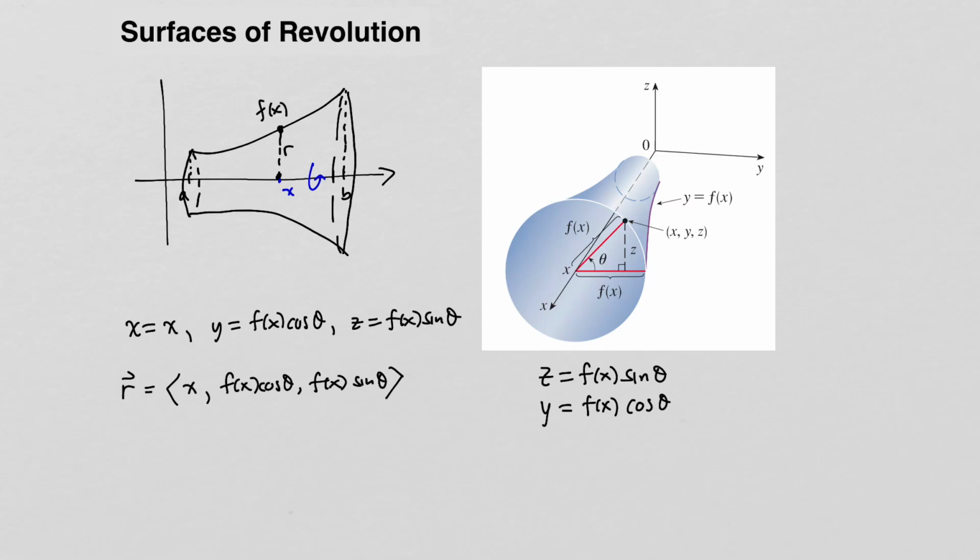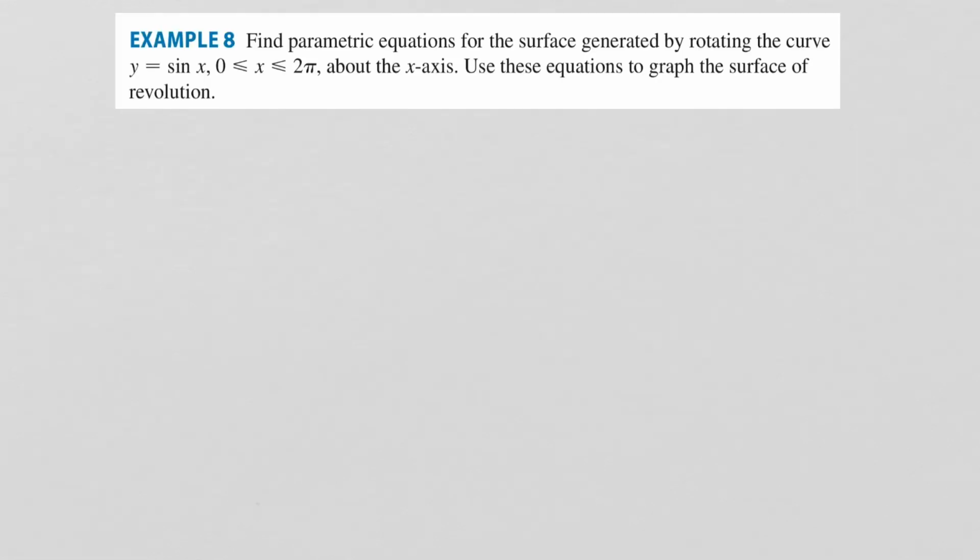And of course, in this case, x would be between a and b, and theta would have to be in between 0 and 2 pi to get one full revolution. So let's find the parametric equations for the surface generated by rotating the curve y equals sine of x, x between 0 and 2 pi about the x-axis, and then use these equations to graph the surface of revolution.